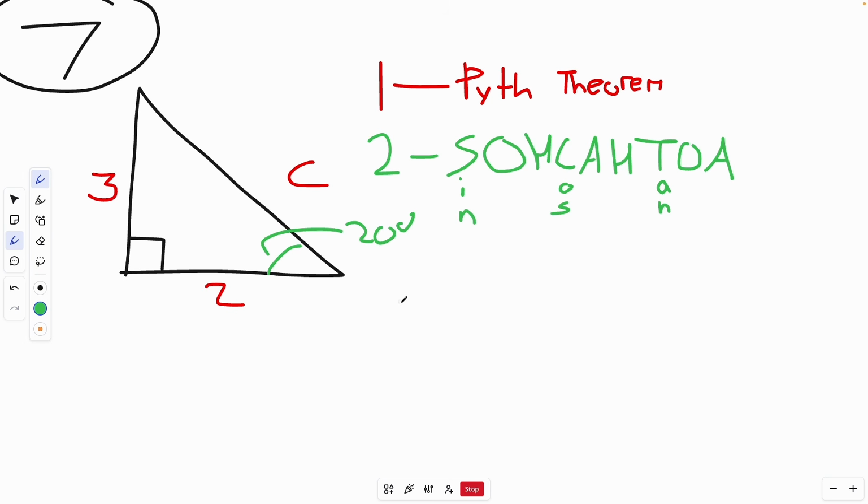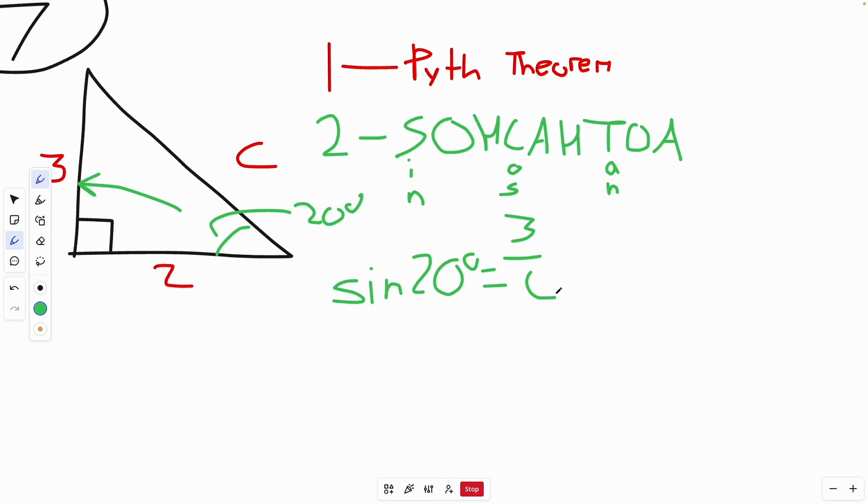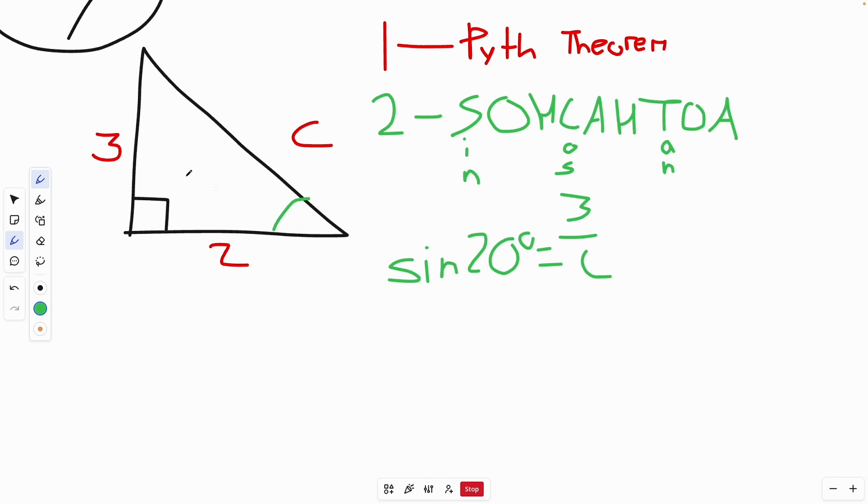What this may look like is sine of 20 degrees is equal to the opposite, notice what's on the opposite side of the triangle, which is 3, over the hypotenuse, which is the longest side of the triangle, C. So if we're given this, we can then solve for what C would have to be. In case you're wondering, the opposite side is the opposite, the one on the side of it is adjacent, and the biggest side is the hypotenuse. That's how it always is going to work.